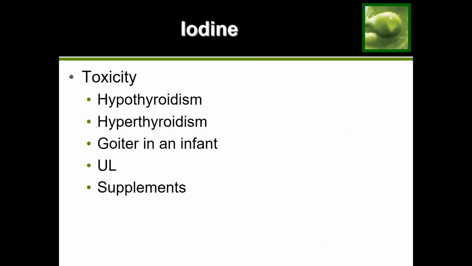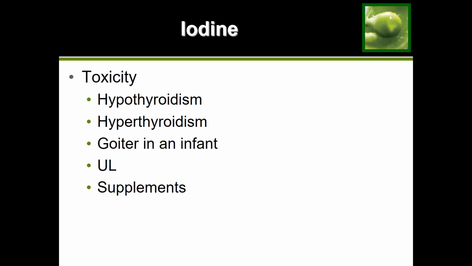Toxicities of iodine are less common. Usually if there is a toxicity, it's due to taking a lot of supplements. But when it comes to a toxicity, things can go in two different directions. One of the things that can happen is you can actually develop a goiter by having too much iodine. So a goiter is usually due to not enough iodine, but sometimes having too much iodine will also enlarge the thyroid gland because the thyroid gland is trying to keep up with all of the iodine that's coming its way.